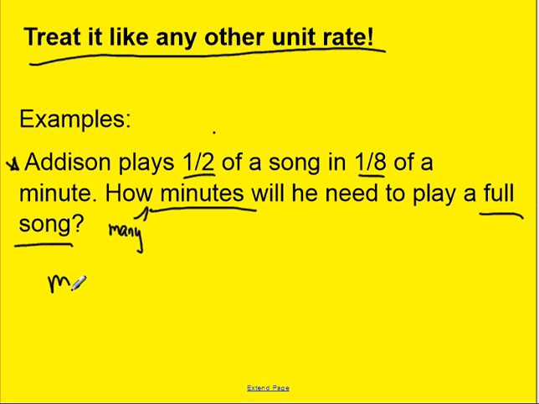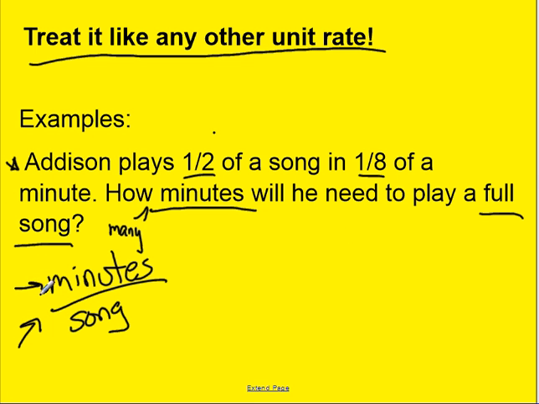So we are looking for minutes per song. Remember, per means that there's a fraction bar there. So all we have to do is pull information from the word problem that we have. Minutes. What information do we have about minutes? Well, right here we see 1/8 of a minute. So that will go on top. And then we have our fraction bar, and it says song. So where do we see a number having to do with the amount of a song? And that's right here, half of a song. So that will go in the denominator.